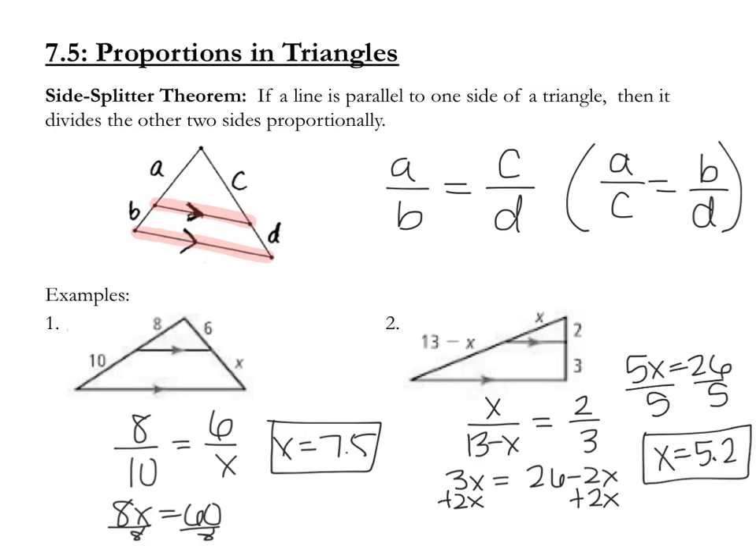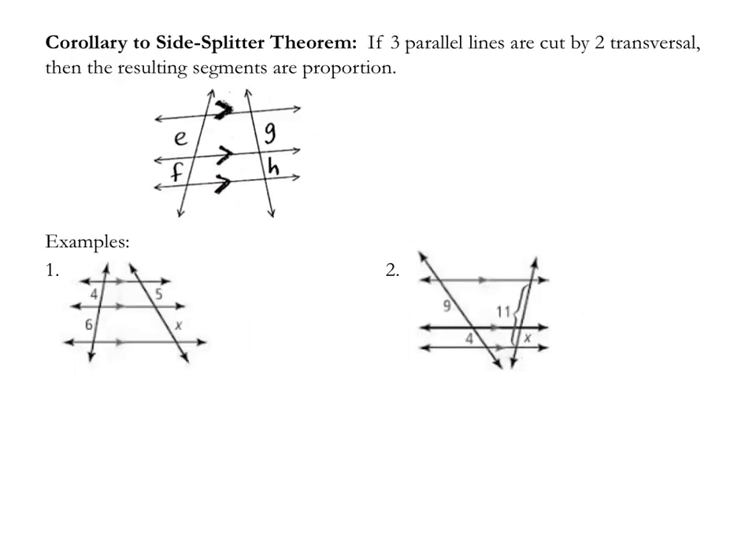Okay, let's try the next one. So this next one is just a corollary to it. Instead of being in a triangle, it's 3 separate parallel lines. So if we see these 3 separate parallel lines, we know that they also will split the 2 lines that are intersecting them, the 2 transversals, proportionally. So we can set this up the same kind of way. The picture just looks different.